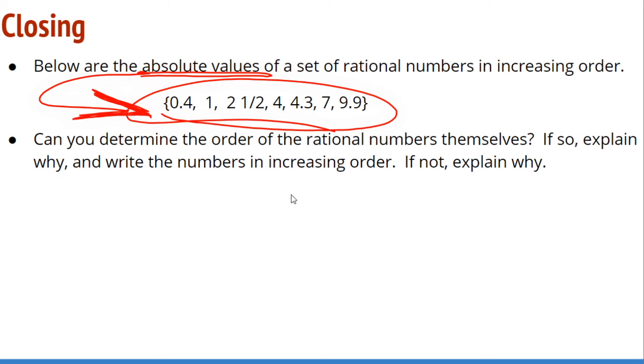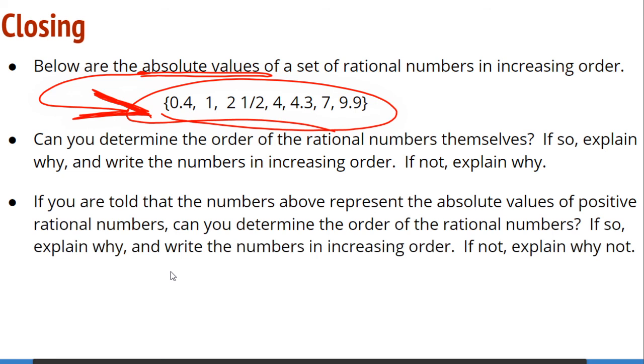It's only possible if the rational numbers were positive numbers. And we don't know if the rational numbers were positive numbers. So no, this isn't really possible, because the rational numbers could have been negative numbers, in which case they would be in one order. If they were positive numbers, they would be in a different order.